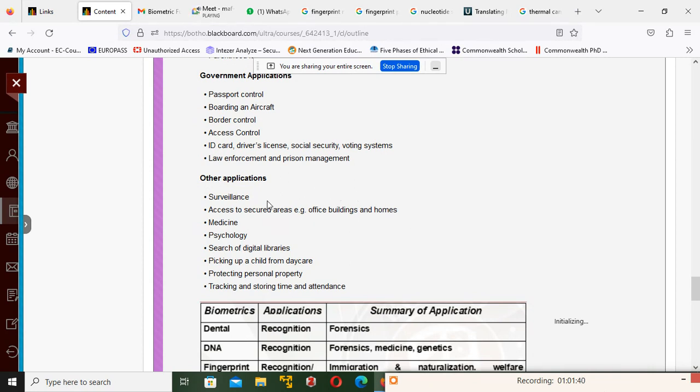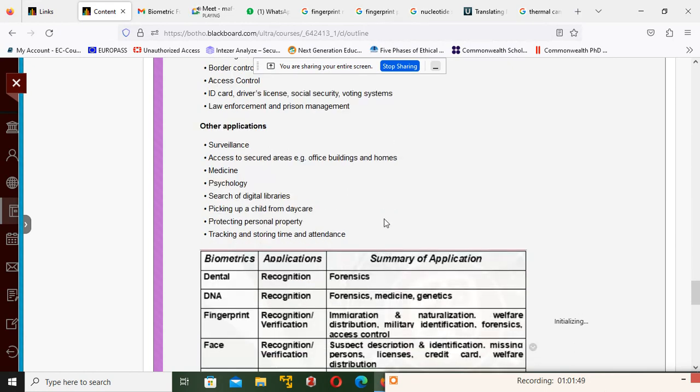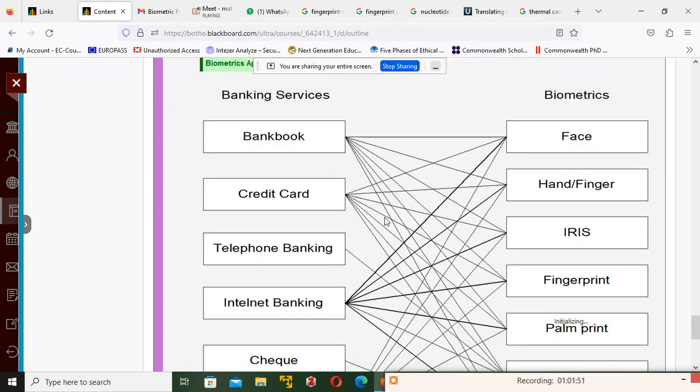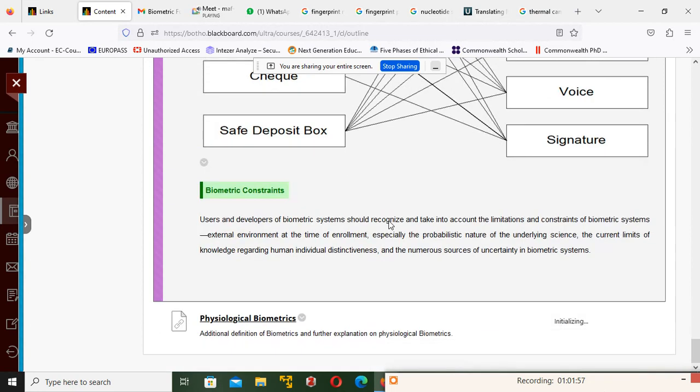Other application has to do with surveillance. Especially what I mentioned about gait, using your gait to identify you. And then it is also used in the banking sector. It is also very useful there.